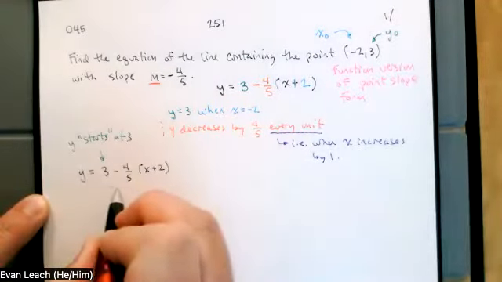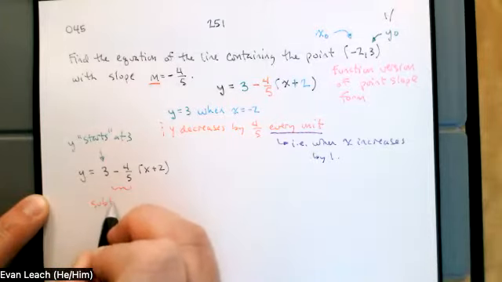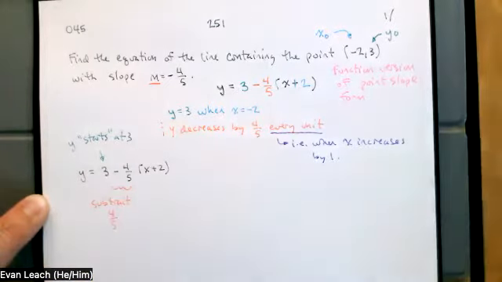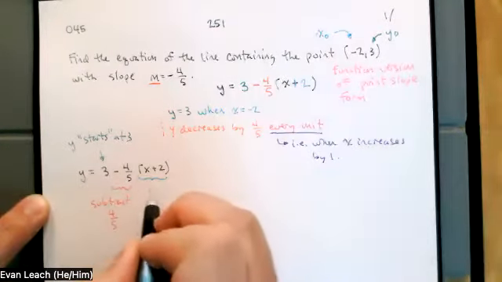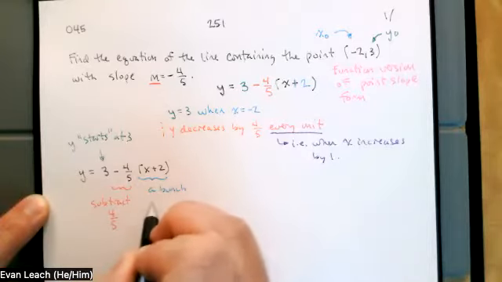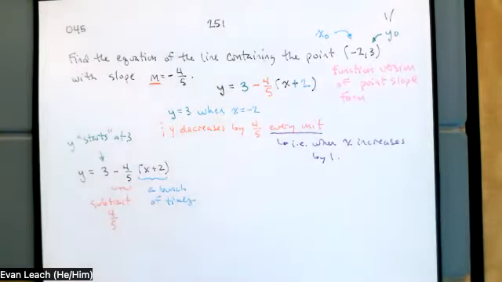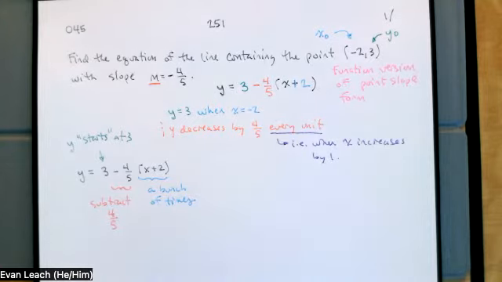And we subtract 4/5 a bunch of times. We can get away with this because linear functions are very simple things. Linear functions are just a product of repeated addition that we summarize with multiplication. This x plus 2 tells us how many times to subtract 4/5.